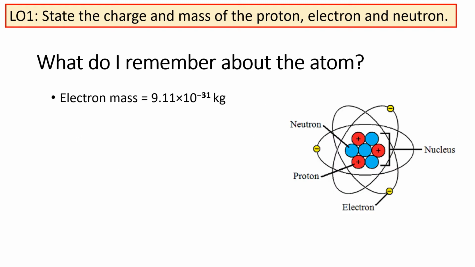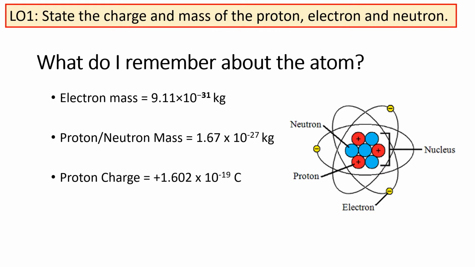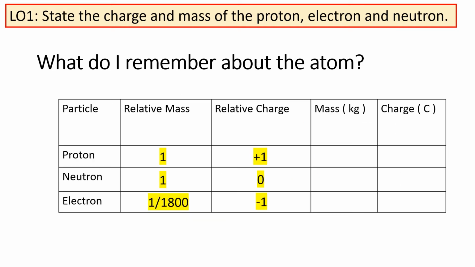The mass of the electron is 9.11 times 10 to the minus 31 kilograms. The proton and the neutron have almost the same mass, 1.67 times 10 to the minus 27 kilograms. The proton has a positive charge, 1.6 times 10 to the minus 19 coulomb, and the electron has a negative charge, minus 1.6 times 10 to the minus 19 coulomb.